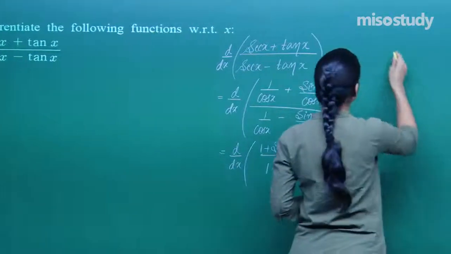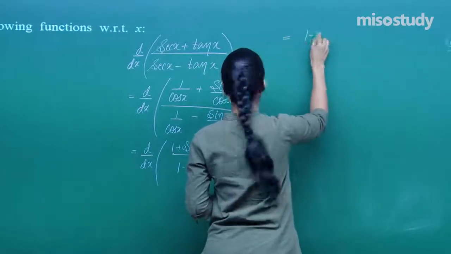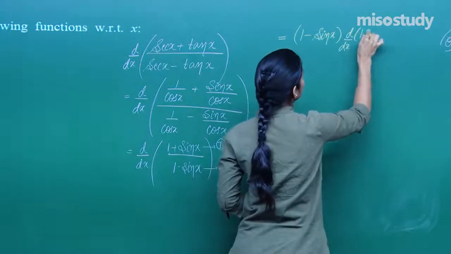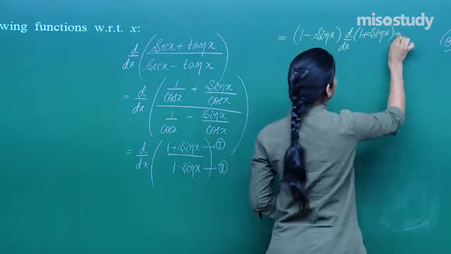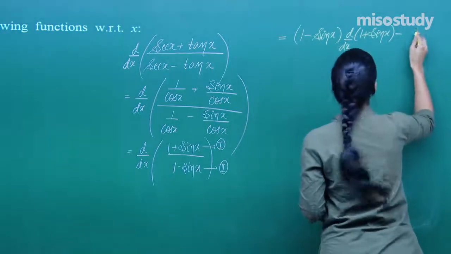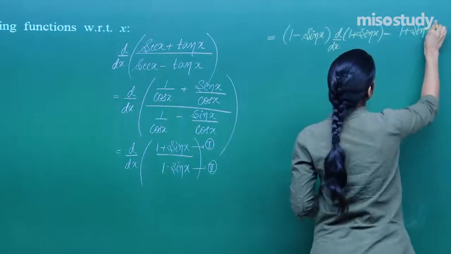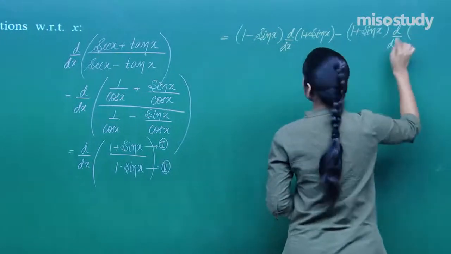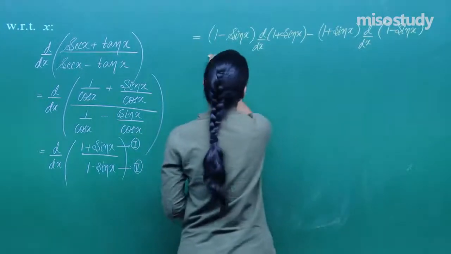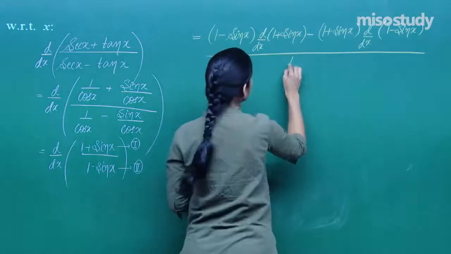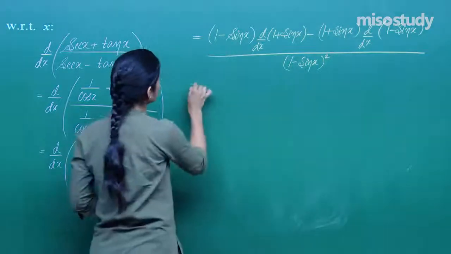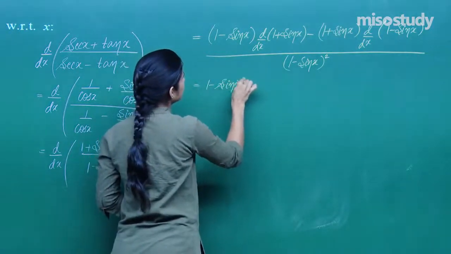D by dx of u upon v is v into d by dx of u minus u into d by dx of v, so minus 1 plus sin x into d by dx of v, v is 1 minus sin x, whole upon second function the whole square, that is 1 minus sin x whole square. This is 1 minus sin x.